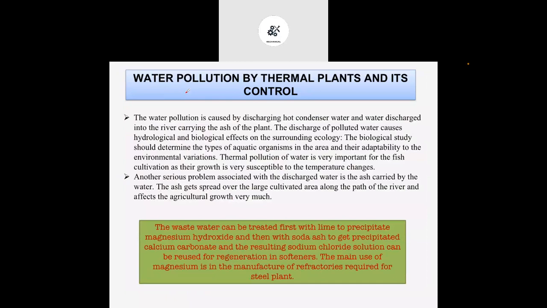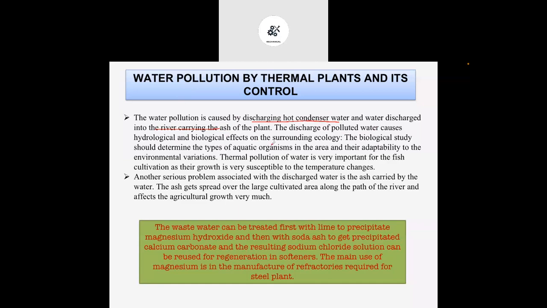Now, the thermal power plant also causes water pollution, as we know, because in the thermal power plant very high temperature water will be discharged from the condenser side. So this water pollution is caused by the discharging of hot condenser water, and this water will be directly discharged into the river, sometimes carrying the ash of the plant. So that is again going to affect the water quality.